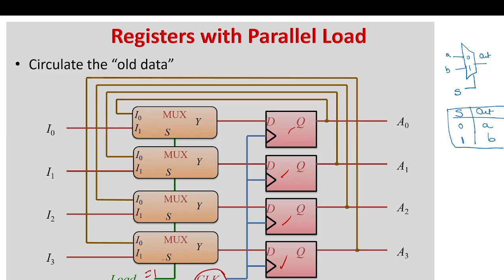Now, if the select load is equal to 1, it will be selecting I1, which is the parallel input data. Whereas if it is equal to 0, it will be selecting I0, which is the A3. Means it is performing the store operation. And we are not modifying anything in this clock path. We have not added any other combinational circuit.